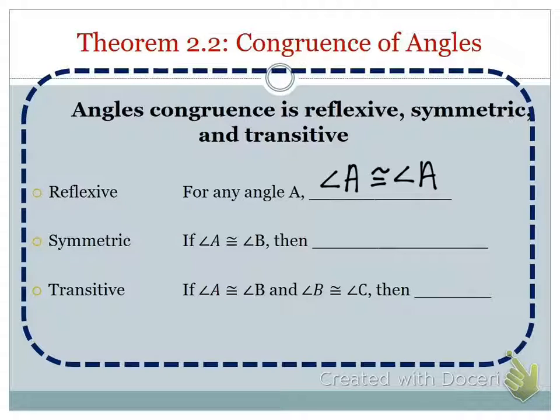Symmetric property, if angle A is congruent to angle B, then angle B is congruent to angle A. Finally, transitive property, if angle A is congruent to angle B is congruent to angle C, then angle A is congruent to angle C. Beautiful.